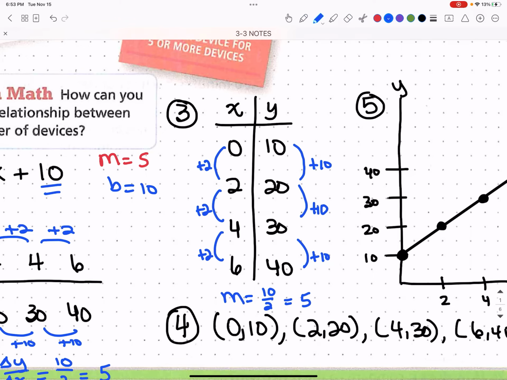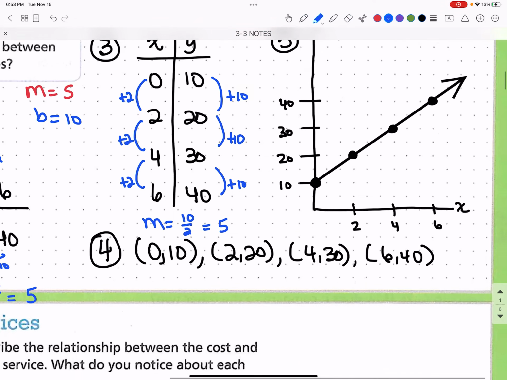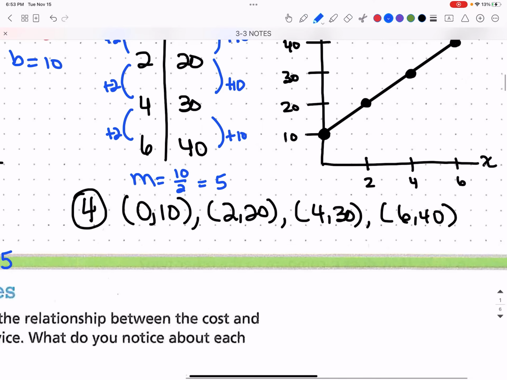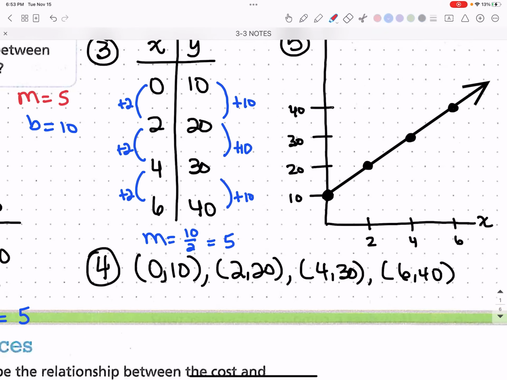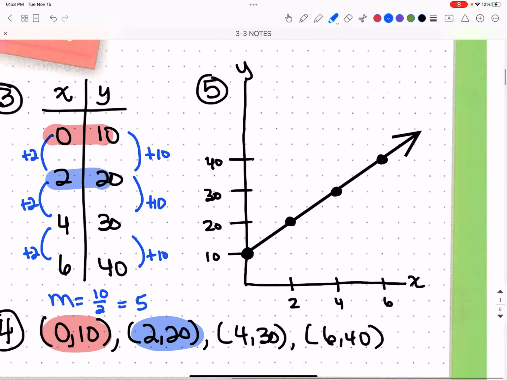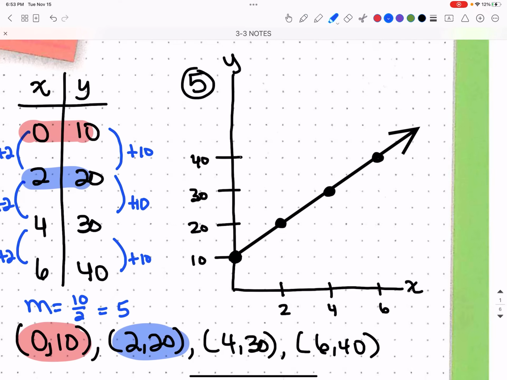Number 4 is just another way we've been given data, and it's simply a set of ordered pairs. If you look at it, it's the same ordered pairs that are in the table. If you look at this point right here, 0, 10, that's right here. If you look at this point right here, 2, 20, that's right here, and so on. So this is just another way that we can be given data.